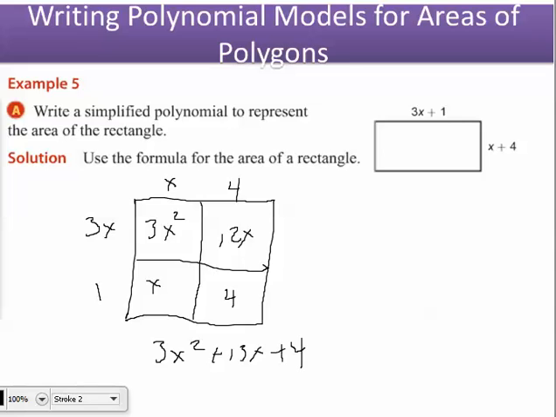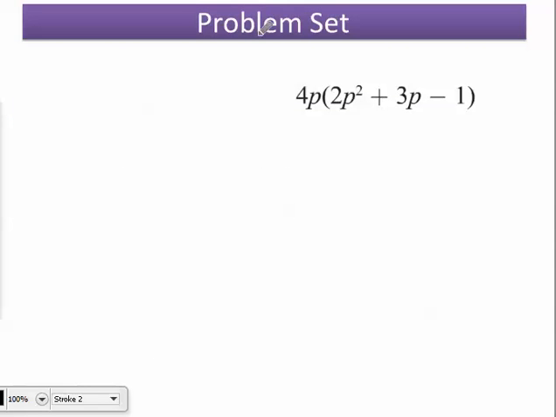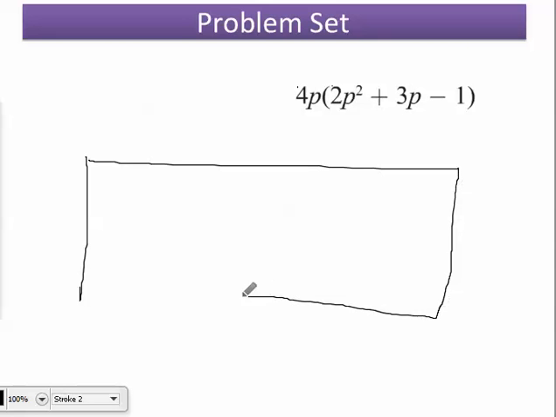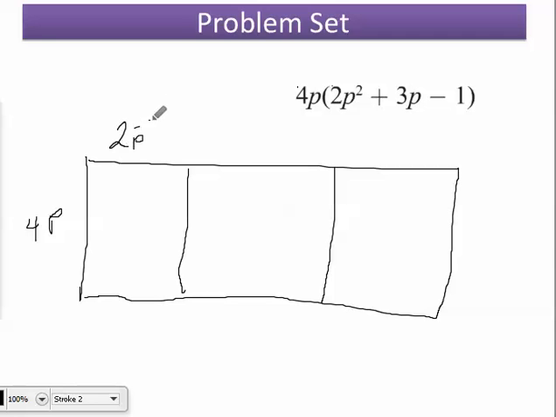3x squared plus 13x plus 4. Okay, seems pretty straightforward. Can I use it with a monomial times a polynomial? You know, it works, and I want to show you how it works. Okay, I'm drawing this way. I can write 4p here. I can divide this box up into three things, because it's a trinomial up here. And I've got 2p squared, I've got 3p, and I've got minus 1.